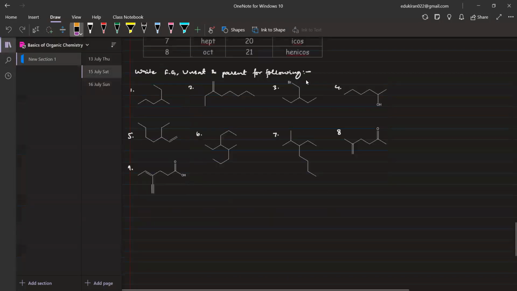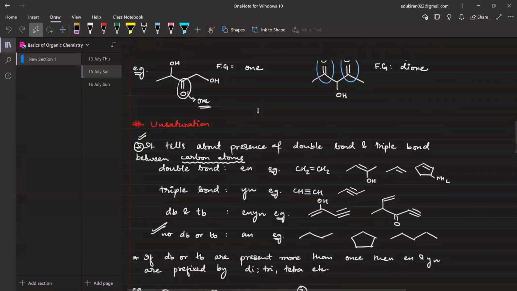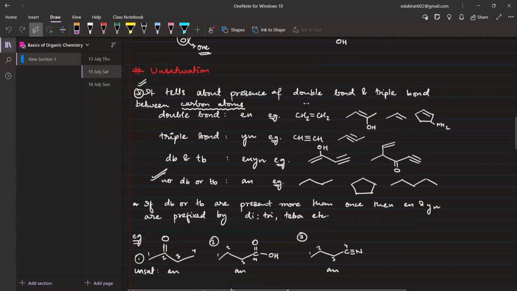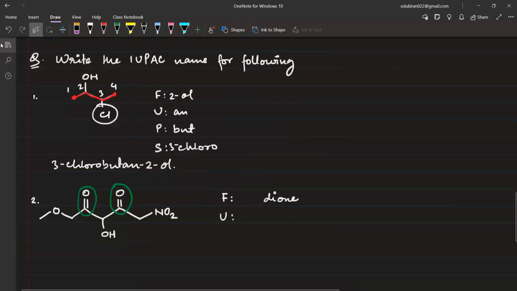Yesterday only I told, right? I think you have to reread that part. When we talk about unsaturation, can you read that part? It tells about the presence of double bond and triple bond between carbon atoms. So you want to change your answer now? So it is not between the carbon atoms, right? It is between carbon and oxygen. Yeah, so it is AN. AN only. There's no double bond or triple bonds.